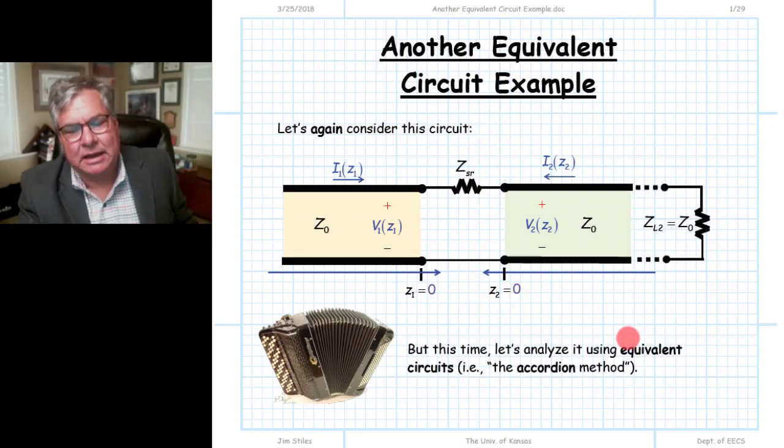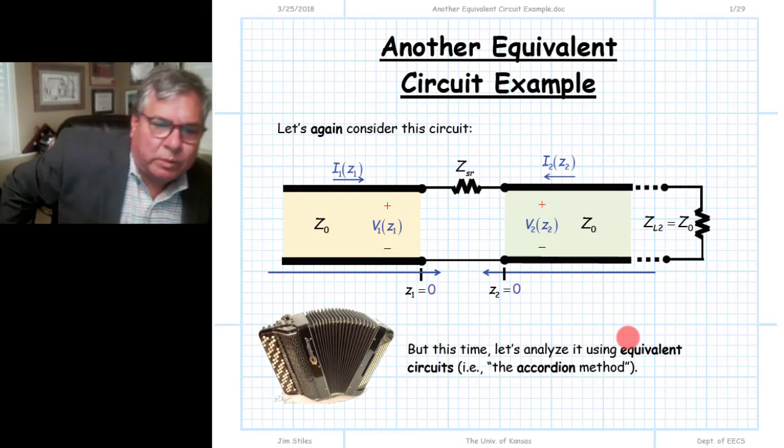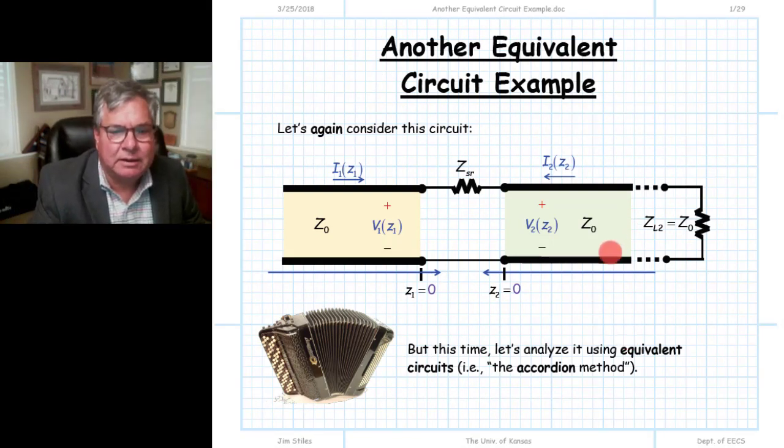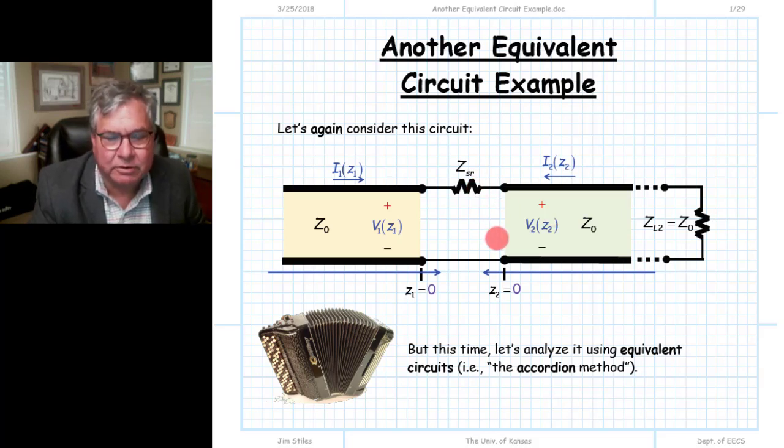Let's re-examine an example we did earlier where we determined the complex wave amplitudes of the two transmission lines on either side of a two-port network, which consists simply of a lumped impedance in series. If you recall, we applied boundary conditions and were able to solve for this circuit. This time, we're going to use a different method. We're going to use the accordion method.